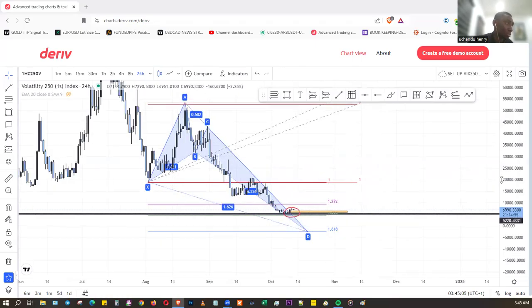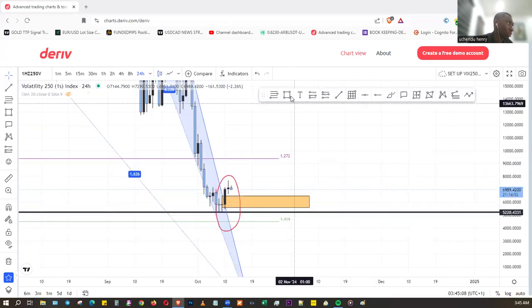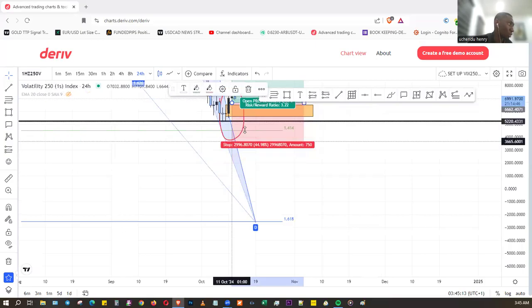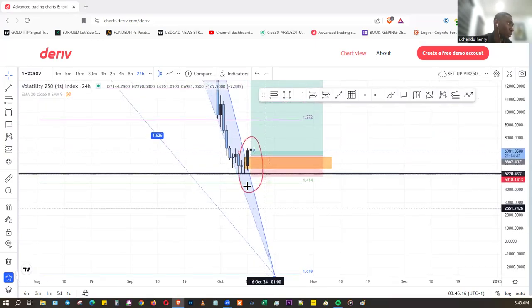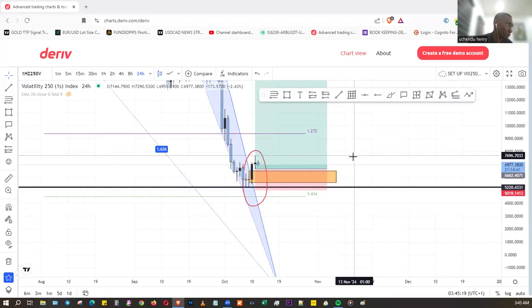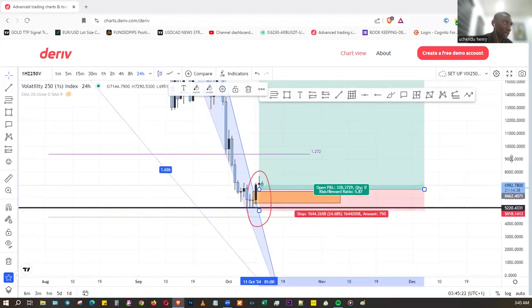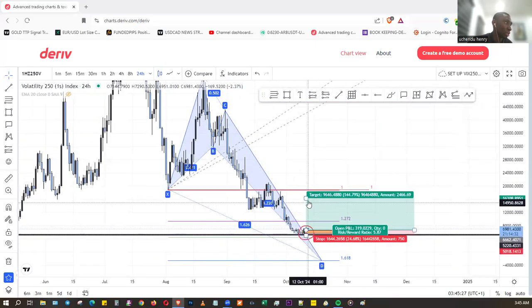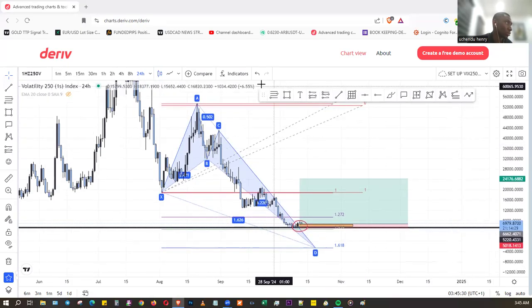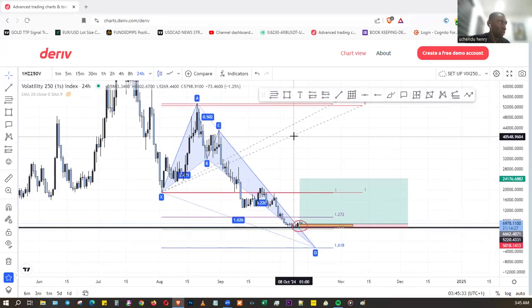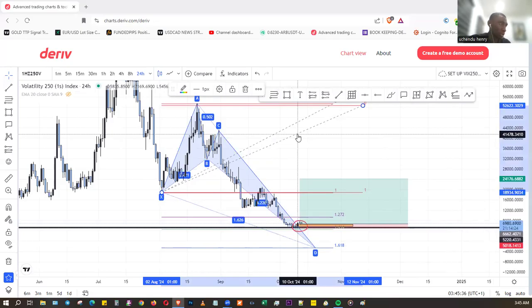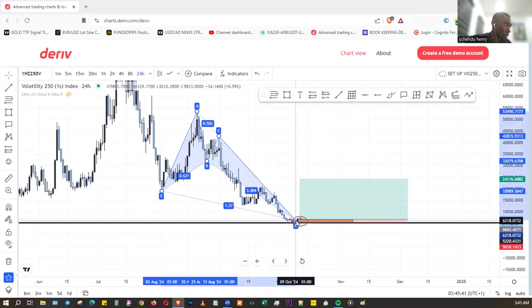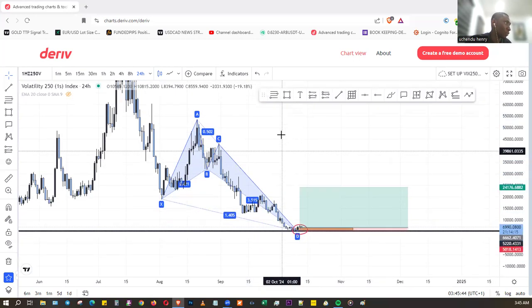So what we can do is to look for entry within here, okay? And then our stop loss should be below this level of support. Now, for the targets, let me just remove all of this because this has been checked. Let me just pull this one back to this place.